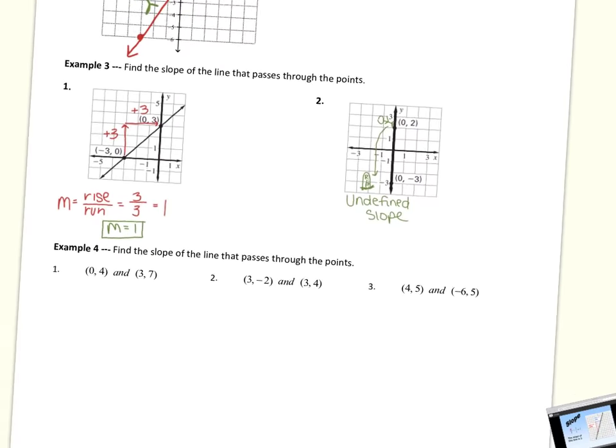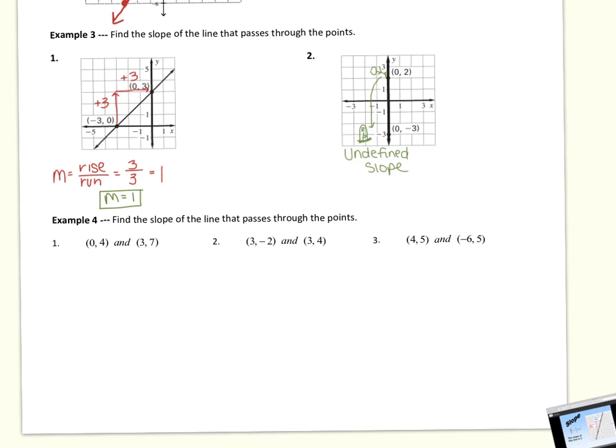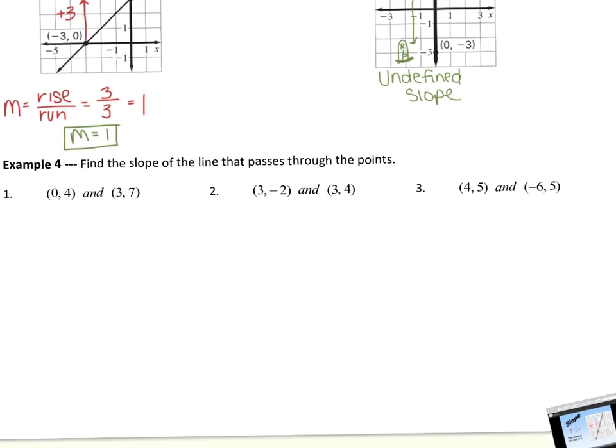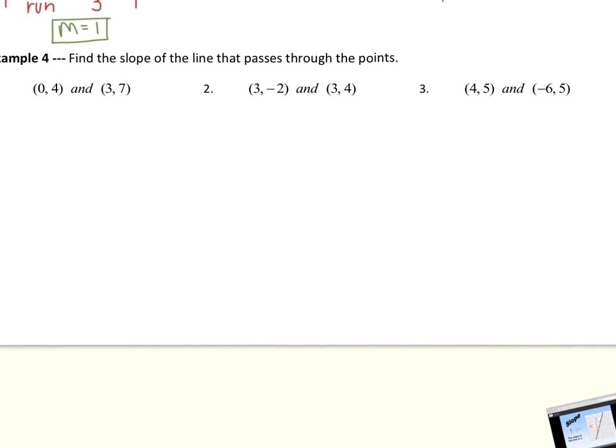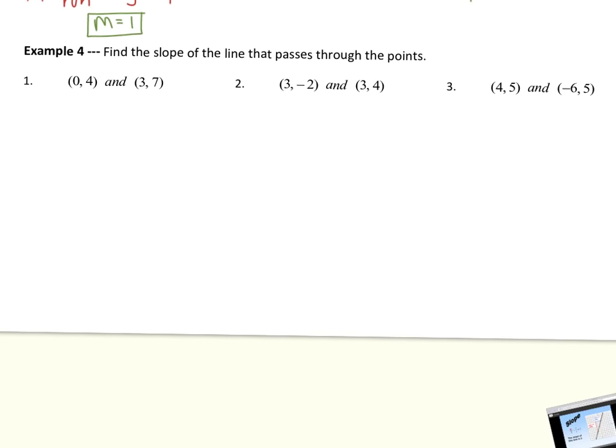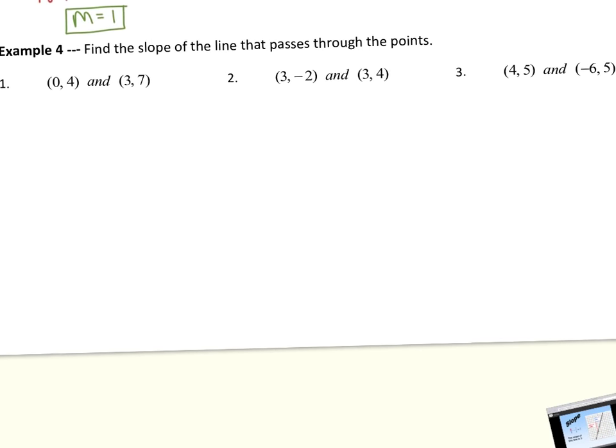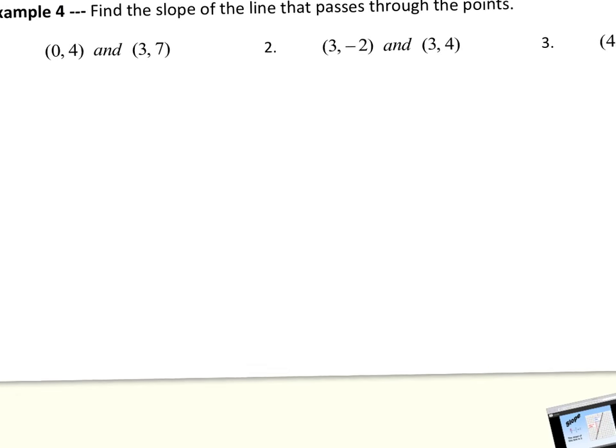And then we're going to move on to example 4. If you needed to go back, feel free to pause the video and rewind and double check those. But we're going to move on to example 4 here, where you have to find the slope of a line that passes through the points. So here, if we don't have a graph, if you recall earlier, I had mentioned there's 3 different ways to find our slope. So we are actually going to use our slope formula. If we don't have a graph, we're going to use our slope formula.